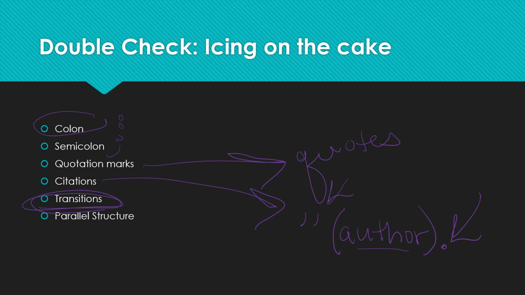Check those transitions, go back and fix them, and then see if you've used parallel structure. Did you ever list anything? Did you talk about multiple items? If so, you need to make sure that you had parallel structure. So go back now and check for all of these added things. This is icing on the cake that really takes that essay to the next level.